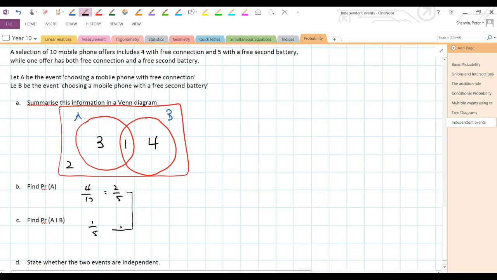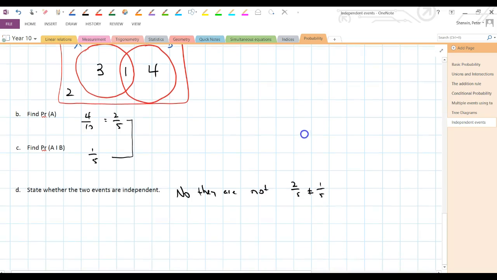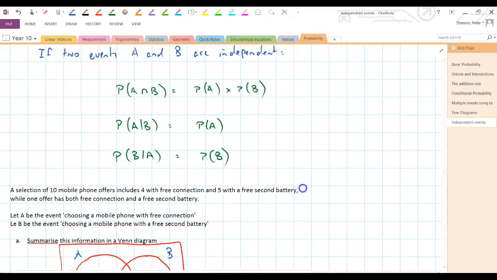So are they independent? Answer that question. The answer is no, they're not independent, because if they were independent, that would not have changed. So state whether the two events are independent. No, they are not. 2/5 does not equal 1/5. Okay, so that's it in a nutshell.